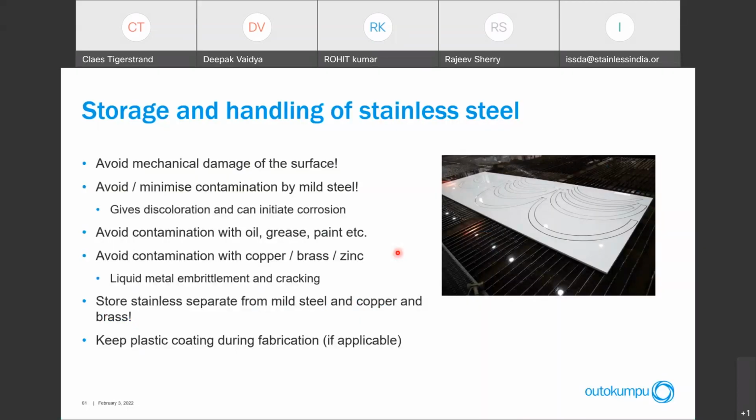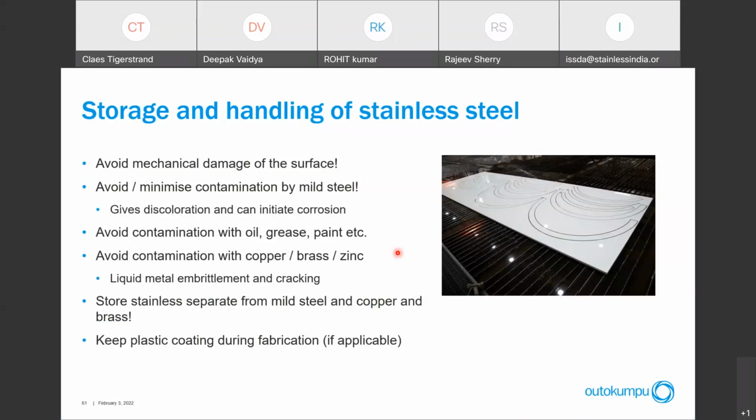Very shortly, storage and handling of stainless steel, it's very much about common sense. You have to make sure to avoid contamination of mild steel. Make sure you separate stainless steel manufacture and fabrication from carbon steel production, because otherwise you contaminate the surface of the stainless steel, and that can initiate staining on the surface.